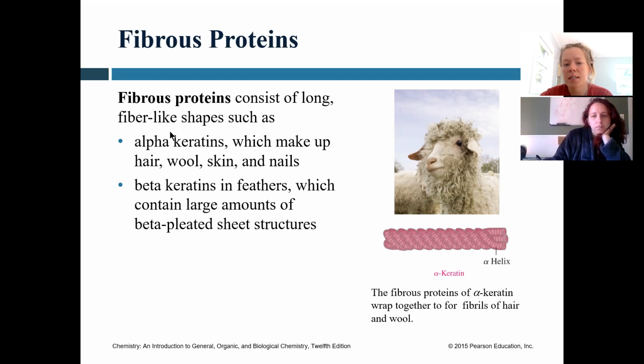We have alpha keratin over here, which contains an alpha helix. We find this in hair and wool. We also have beta keratin, which is made out of beta pleated sheets. That makes a little bit of a different macroscopic thing. Feathers, which are a little bit broader and wider, are made out of beta keratins versus hair and wool, which is really thin and narrow and skinny.